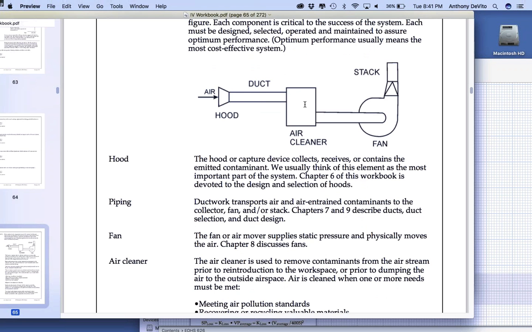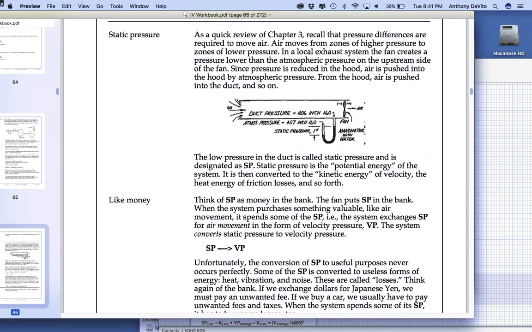What's the static pressure before the fan? It's positive or negative? Negative. What's the static pressure after the fan? Positive, because it's pushing against the ductwork. Everybody agrees with that. If I drill a hole in this duct on this side of the fan, it's going to suck air in. If I drill a hole in the stack, it's going to leak air out. Okay, good.